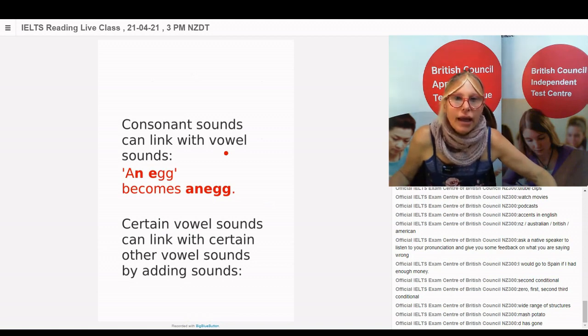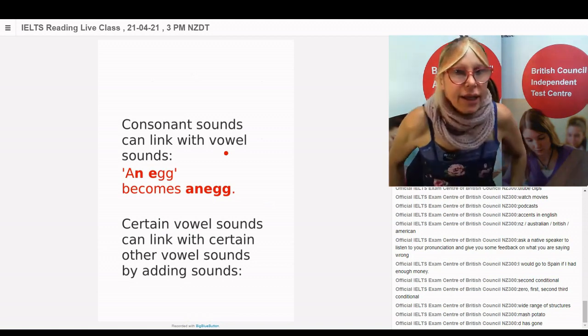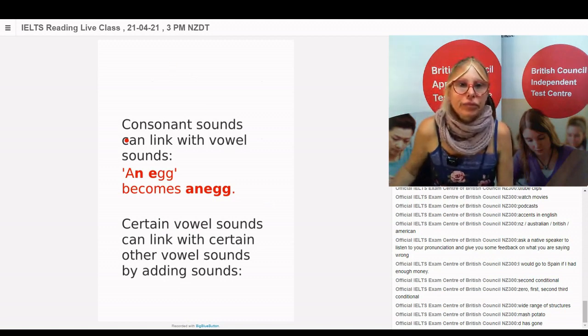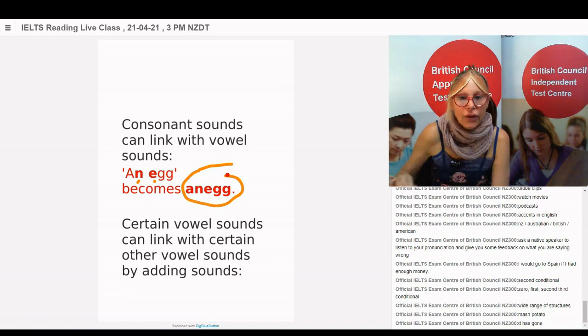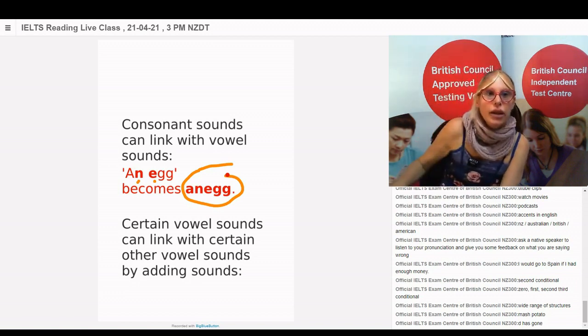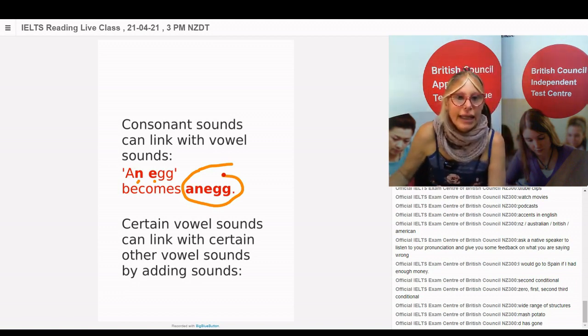All right, another example of how sounds can change is when a consonant links with a vowel. Okay, so here we have an N, which is a consonant, and here we have an E, which is a vowel. So we don't separate those two words. We don't say an egg like a robot. We say an egg, and then it sounds like one word, doesn't it? An egg. So hopefully, Neela, as you're watching me, you can be practicing these words as well.